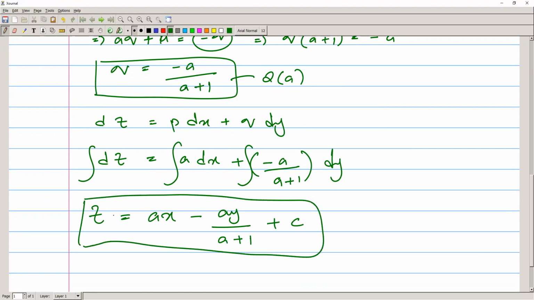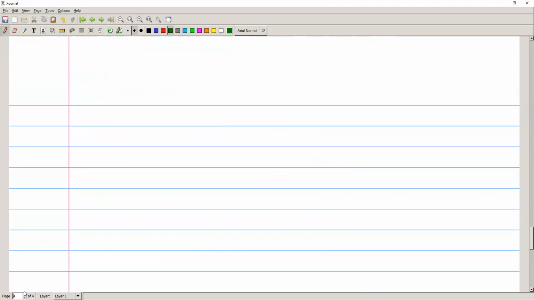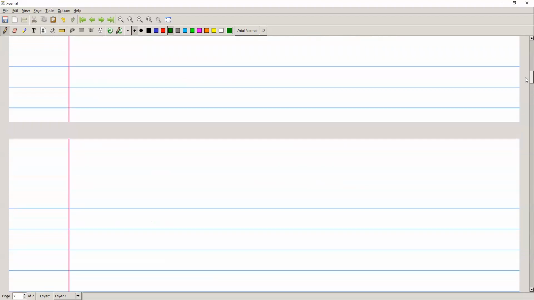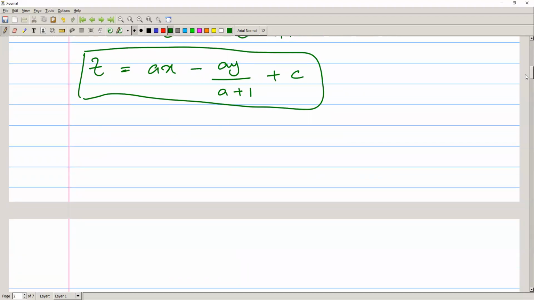So you can see how easy these equations are, and we will take some more problems. It will give a good understanding. Let's say that we are given a problem. The question says that p cube minus q cube is equal to zero.